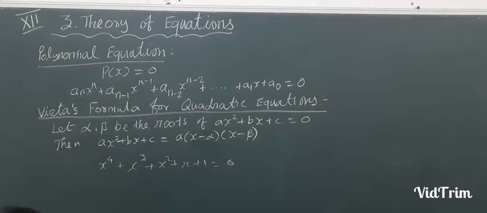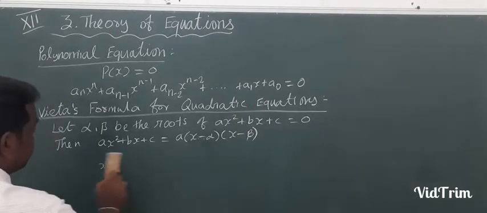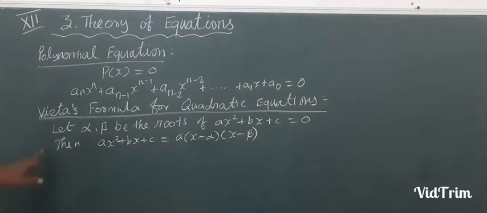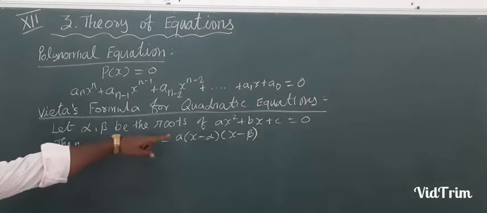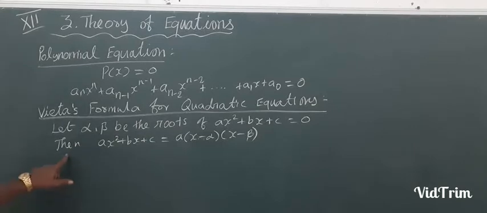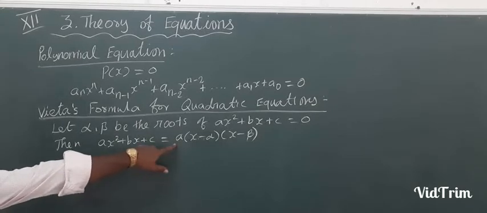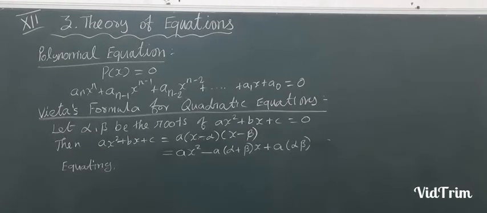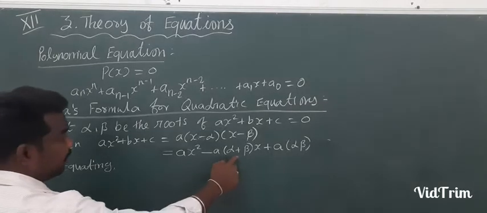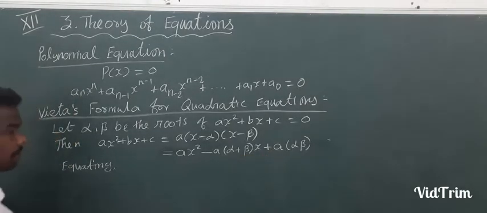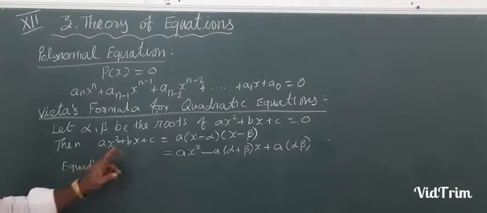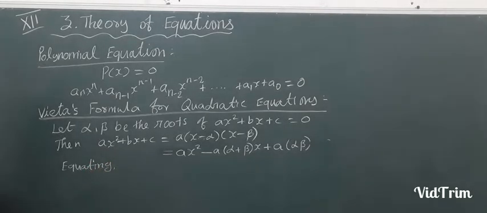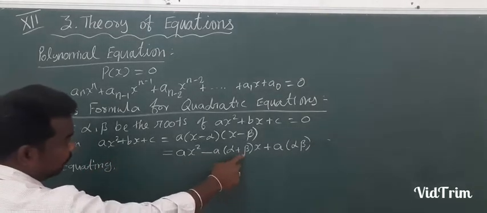Next we are going to study Vieta's formula for quadratic equations. Look at the concept. Let alpha and beta be the roots of ax^2 + bx + c = 0. Then ax^2 + bx + c = a(x - alpha)(x - beta). Expanding, that is ax^2 - a(alpha + beta)x + a(alpha beta). We equate the left hand side and right hand side using the coefficients: ax^2 cancels, and bx and -a(alpha + beta)x.